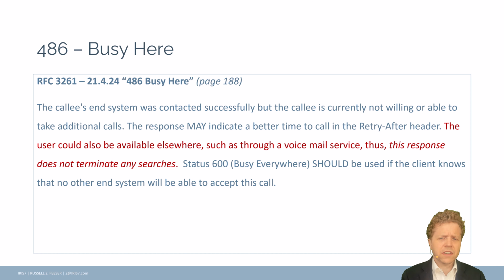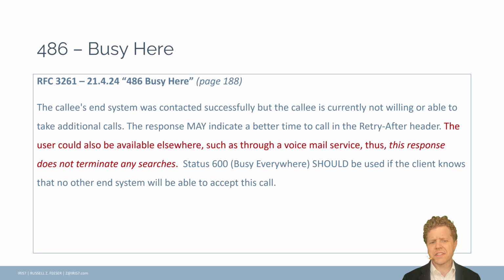This one specifically, look what I have highlighted in red. The user could be available elsewhere. So if somebody sends you an invite and you send back a 486, you're saying, hey, I'm just right here, this is a no-go. Now, there may be other handsets ringing. I may have a voicemail service, and all that's okay. You can keep searching for me other places, but here I am busy.